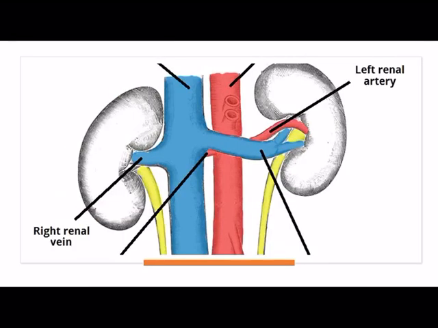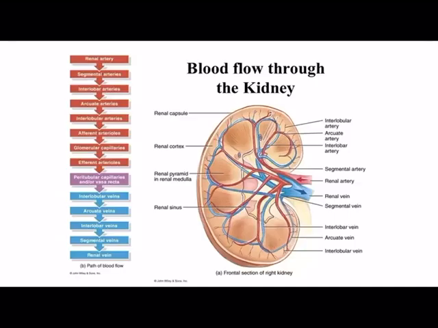So you have your left renal artery with your renal vein. This is just an illustration of both your right and left kidneys with the aorta and your inferior vena cava. So this is the blood flow to the kidney.